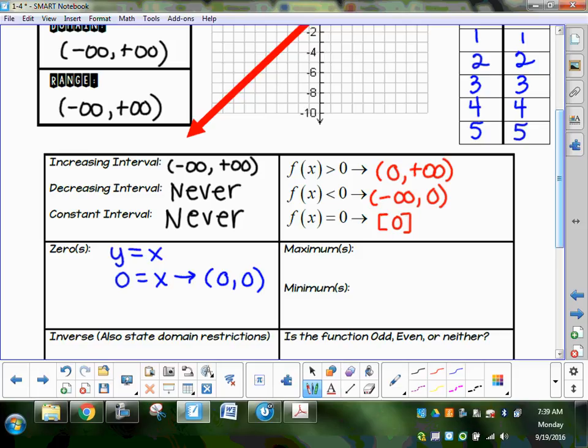Now, how about when we're talking about maximums? Thinking about this graph, does this graph have a maximum? No. It's unbounded above, meaning it rises forever. What about the minimums on this graph? Hands up, please, if you can answer that. What's the minimum? Yeah. Doesn't have a minimum either. It's unbounded below.